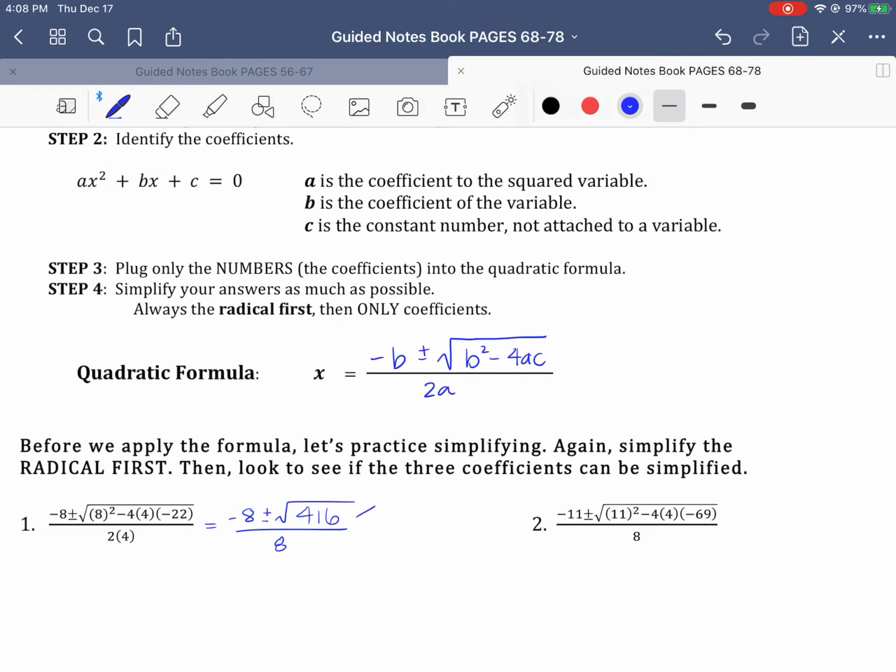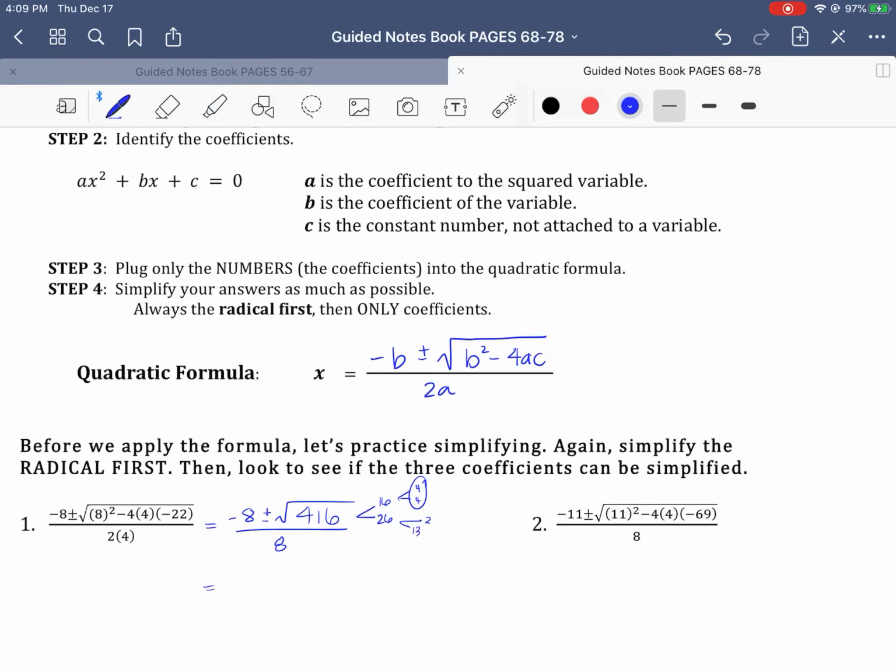So you can divide that by whatever you'd like. That would be maybe 16 and 26. 16 would be 4 and 4. That's perfect. There's a group of 4s. 26 is 2 and 13. So 2 and 13, no groups there.